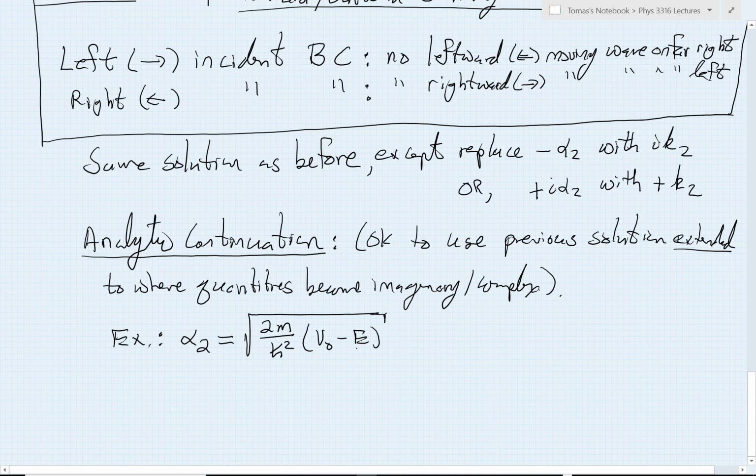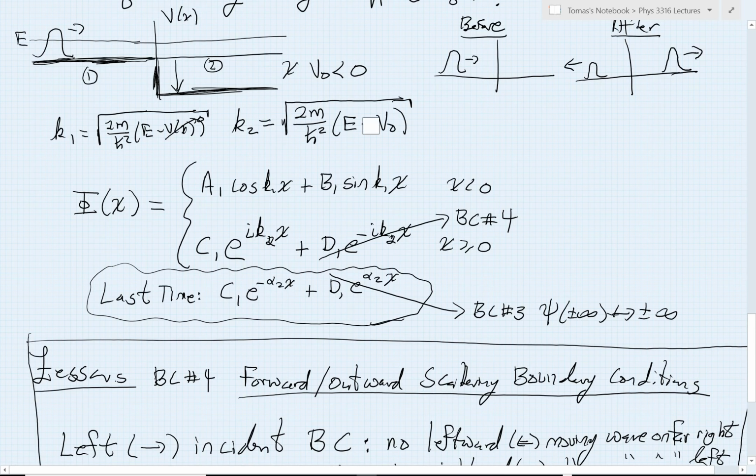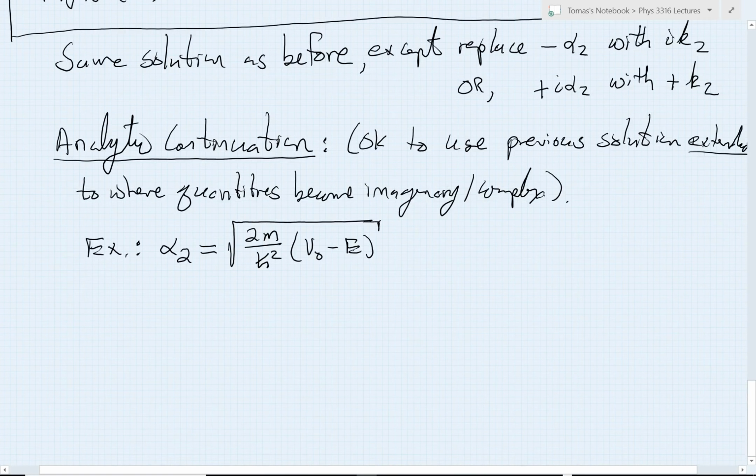So let's rewrite it as a positive number and try to relate it to K2, because this looks a lot like the formula for K2. In fact, the formula for K2 is exactly the same thing, except E and V are written in a backwards order. But I can accomplish that. That would just be rewriting alpha 2 as minus 1 times 2m over h bar squared times e minus v0.